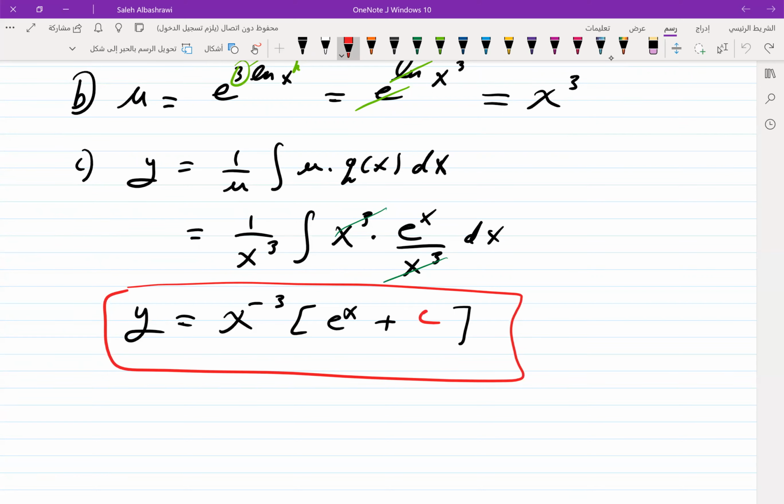So this is the idea of solving linear differential equation using the method of integrating factor.